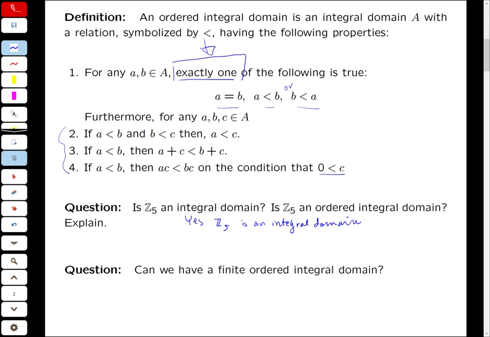Is Z5 an ordered integral domain? That's correct, but why? You know that 1 is less than 4. What happens when you add 2 to both sides of that? If you do 1 plus 2, do you get that less than 4 plus 2? You would think so, but what is 4 plus 2 in Z5? 1. Is 3 less than 1? No. So it is not an ordered integral domain.